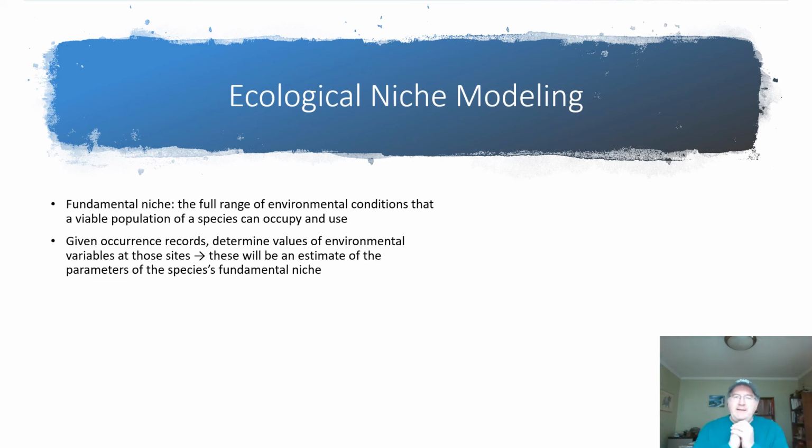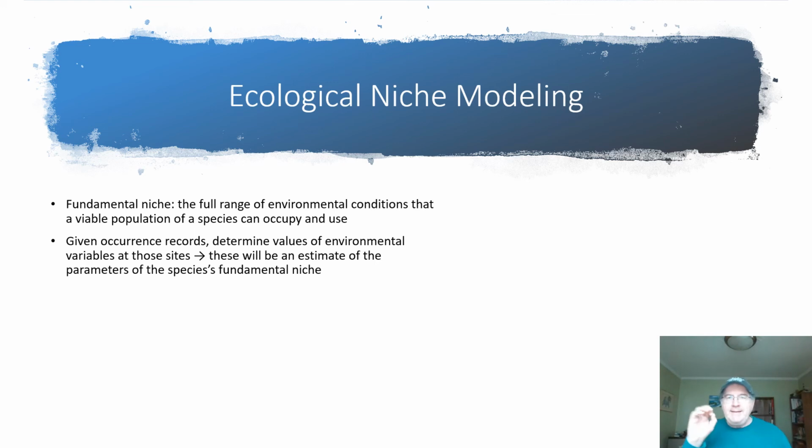And the idea is that if I have these records of where a species occurs, then I can look at those spots on the face of the earth and determine what the values are of a whole range of environmental variables. What's the annual precipitation? What is the annual temperature range? What is the soil type? Just go on and on and on. There's practically an infinite number of environmental variables.